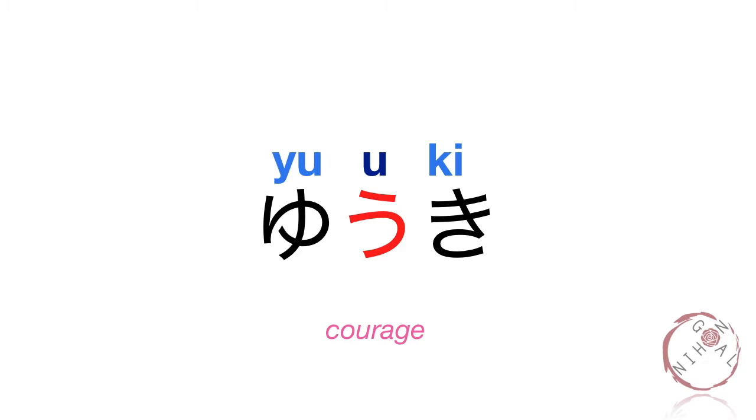To extend syllables in the u column, like ぬ, む, ふ, and so on, you just add the hiragana u. ゆ, う, き, ゆうき.